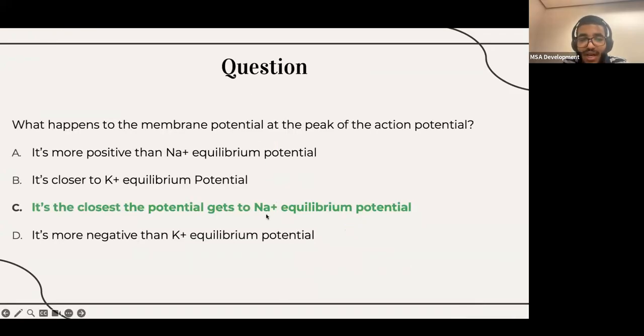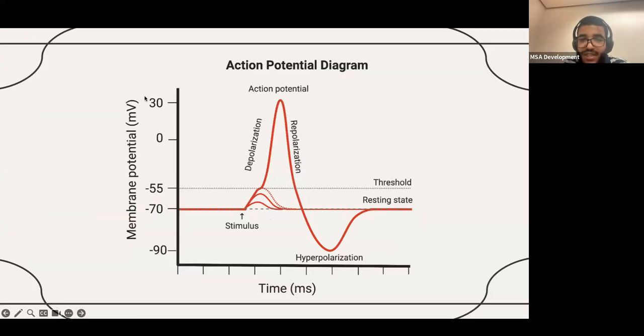Okay, because the sodium equilibrium potential is 65, and this peak is as close as it can get. Plus 30 is as close as it can get to the sodium's equilibrium potential. It can't go above 30. Why? Because the inactivation gates close over here.